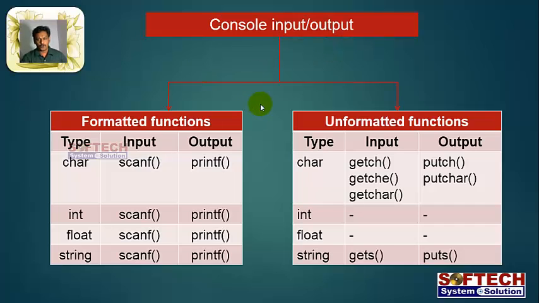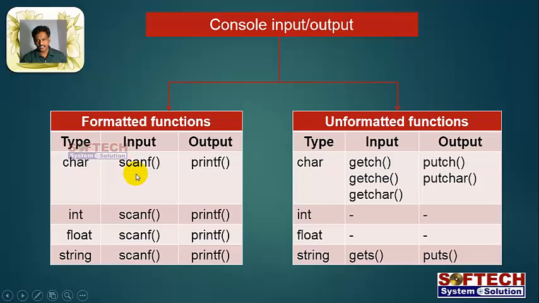So in console input, keyboard is the input, monitor is the output. Formatted function deals with all kinds of data types. Unformatted function deals only with character and string. So for formatted functions, if we want to get input of character type, we use scanf, printf. Scanf is a short form of scan function. That function is predefined. It is an inbuilt function. That function is available with include stdio.h. That is a header file.